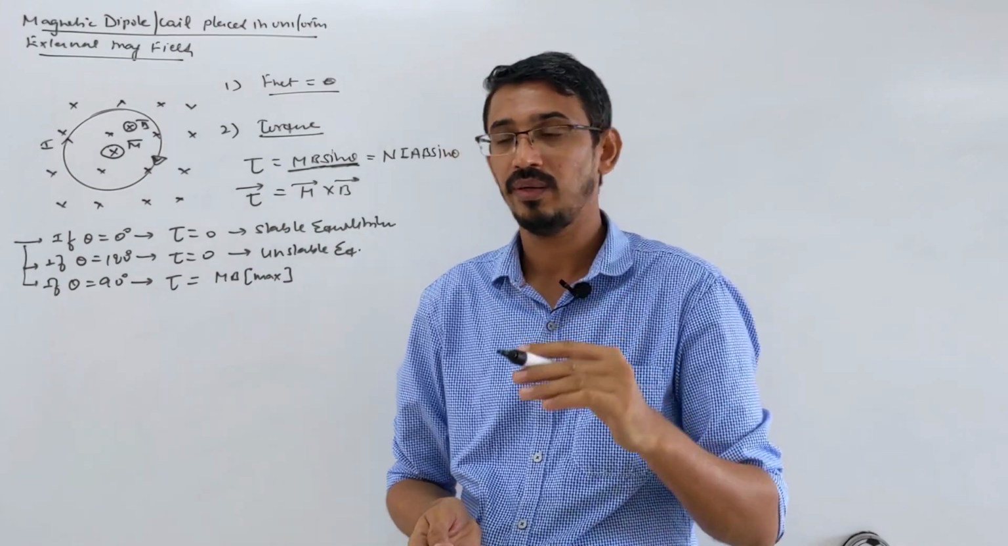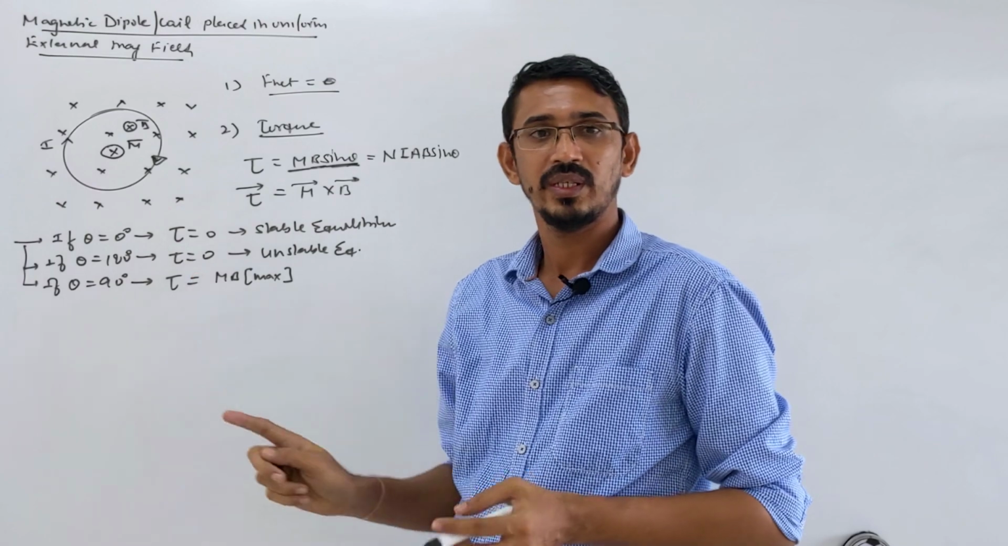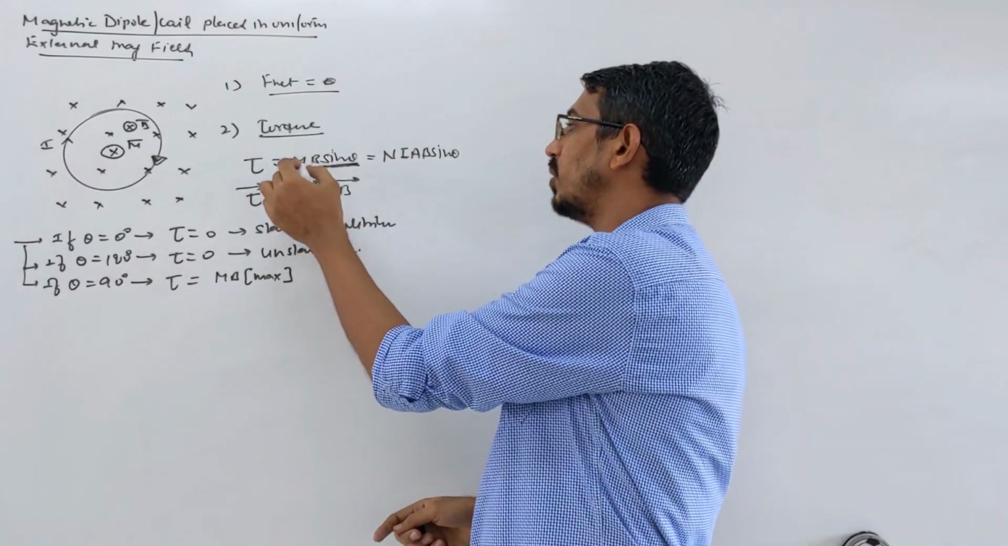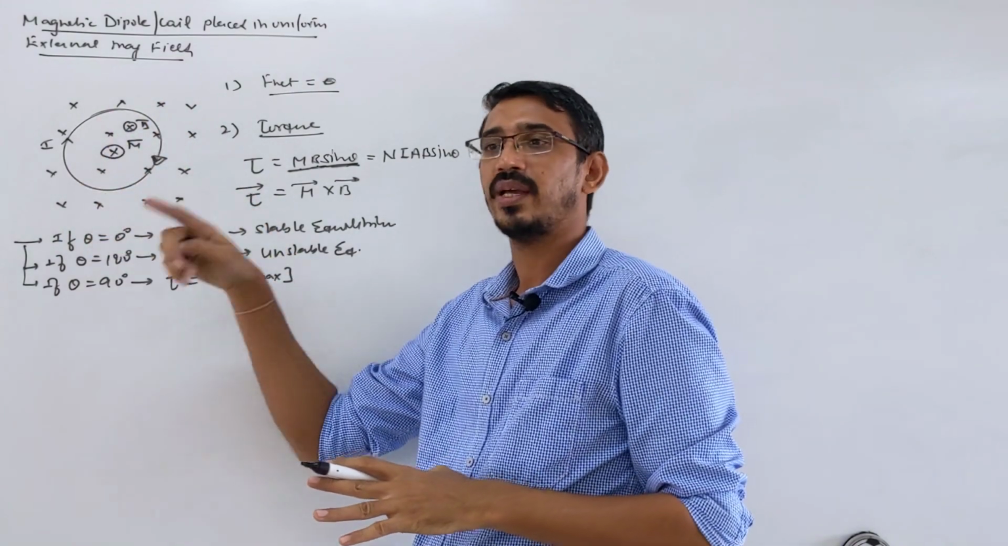So most of the time when they ask questions in our exam, they give the angle between the plane of the coil and the magnetic field. Remember that we need the angle between magnetic moment and magnetic field. So they give the angle between the plane of the coil and magnetic field.